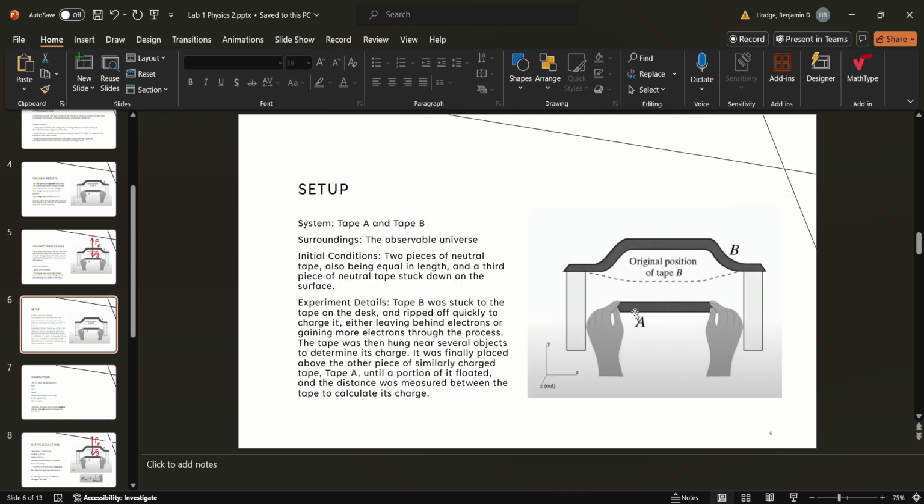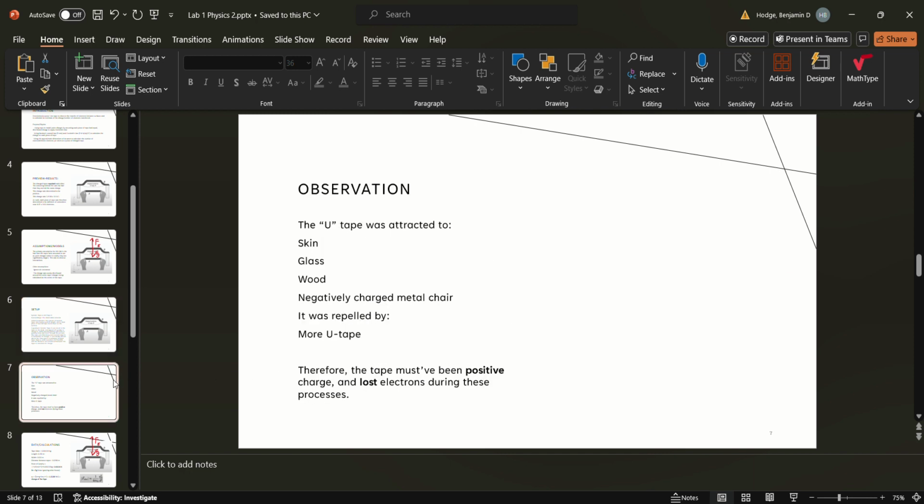So our setup involved two pieces of tape, A and B, and surrounding the observable universe, or basically everything. Two pieces of tape of equal length, and a third piece of tape stuck on the surface. Basically, the tape was quickly ripped off of the surface in order to leave behind some electrons and cause it to be positively charged, or potentially gaining electrons. So that's the thing, figuring out which is which, right? It was placed above the other piece of tape to see how it would react.